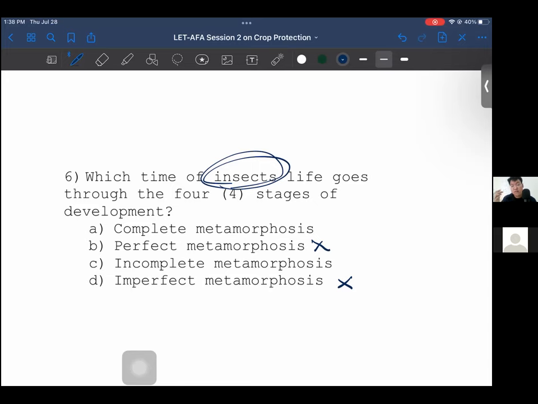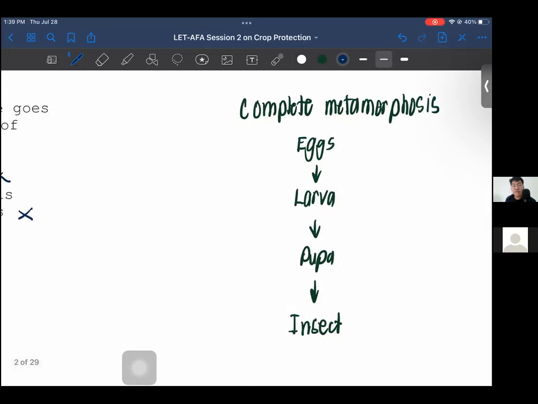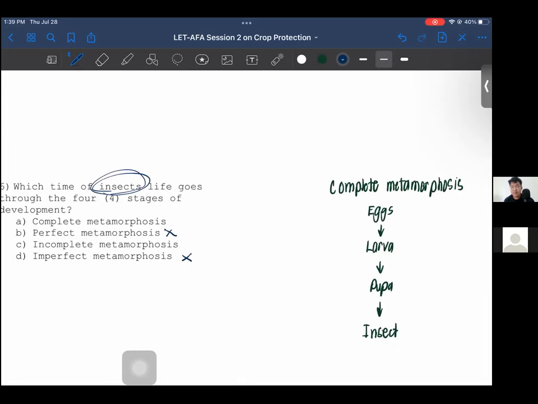And the question states that which type of insect's life goes through the four stages of development. Four stages of development. And that is complete metamorphosis. So ito, just a quick discussion of the complete metamorphosis. We have first yung eggs. Ayan yung first stage nila. Then larva, pupa, and the insect. So complete metamorphosis happens in butterflies. Yung mga yan. Eggs, larva, pupa, and insect. So those are the four stages of development. Ayan.